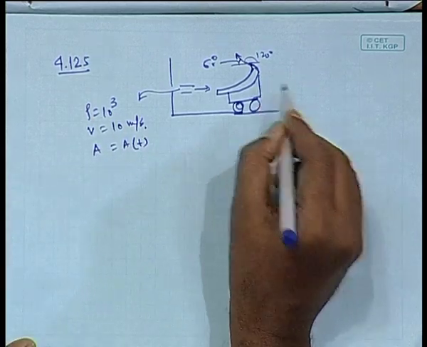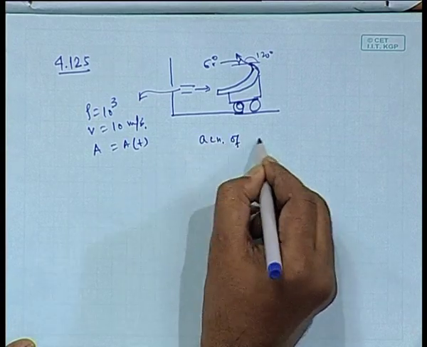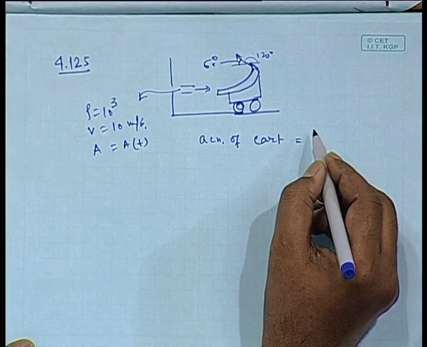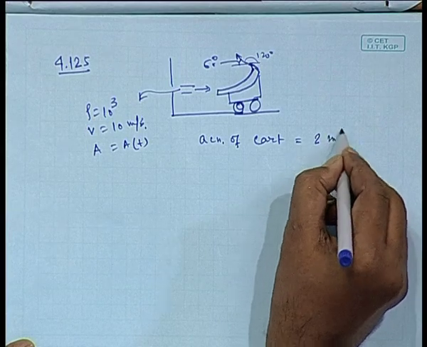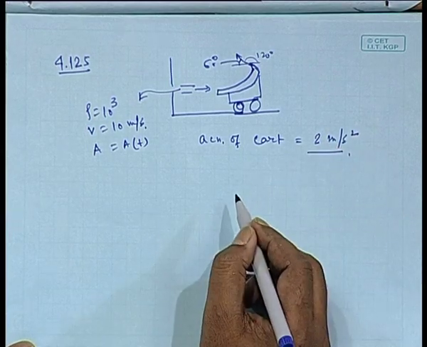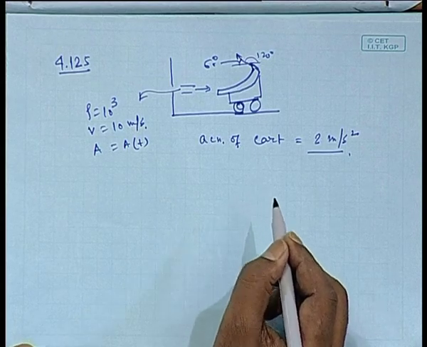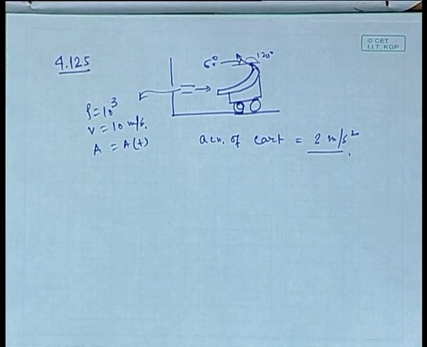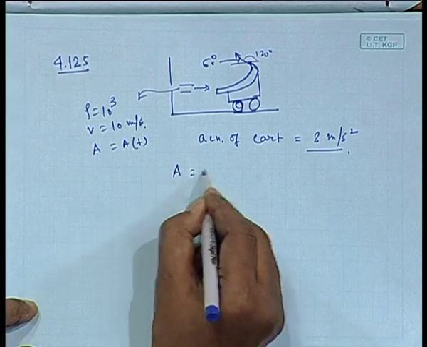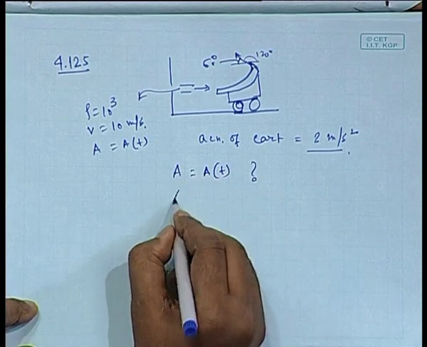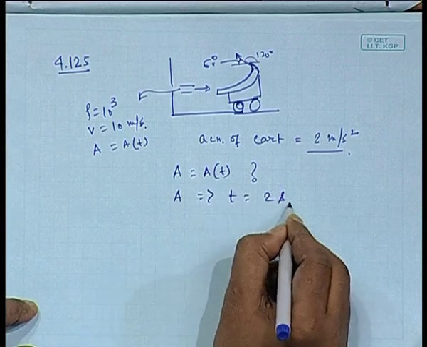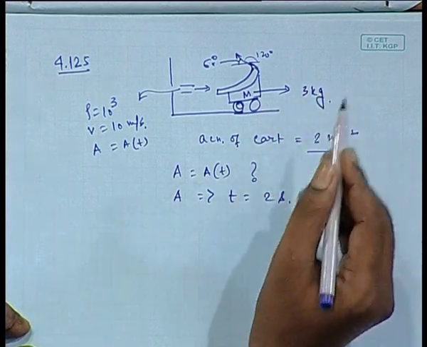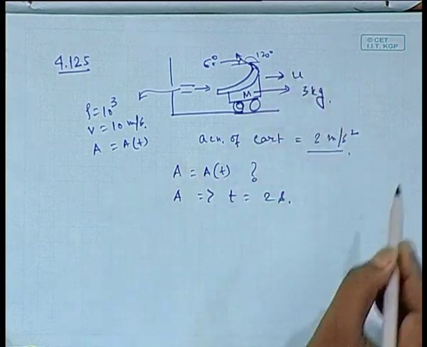Now, since we are maintaining a constant acceleration, the acceleration of the cart is constant at 2 meter per second square, that we would like to maintain. This is accomplished by programming the water jet area A(t) reaching the cart, and jet speed remains constant at 10 meter per second. We have to find an expression of area as a function of time and the value of area when t is equal to 2 seconds, and this whole assembly has a mass of 3 kg. Okay. And at any point of time we assume that it is moving in the right direction with a velocity u.